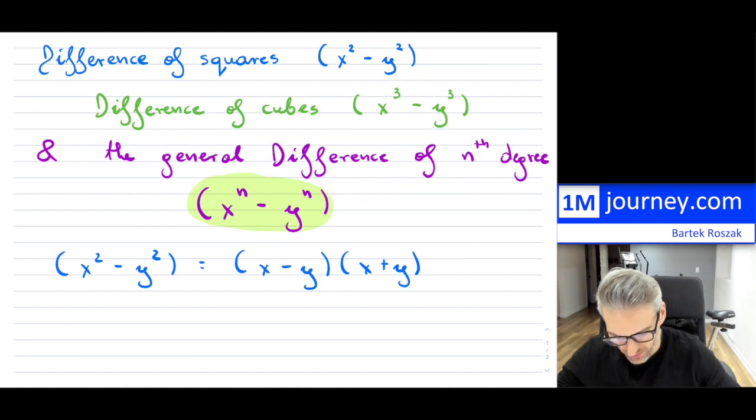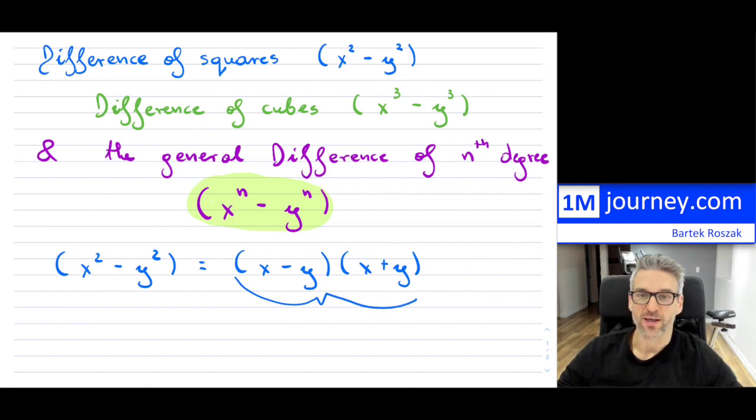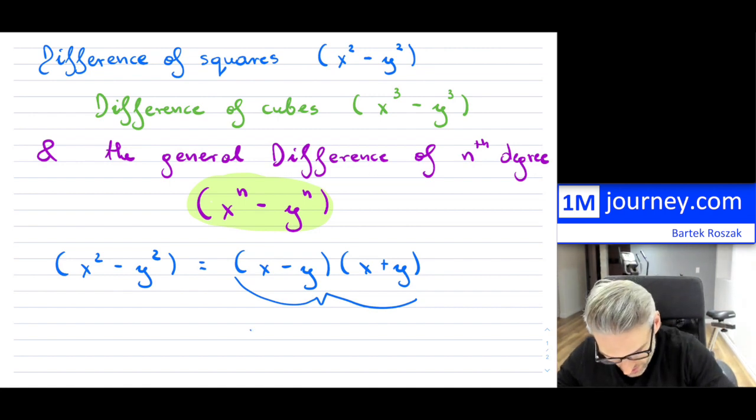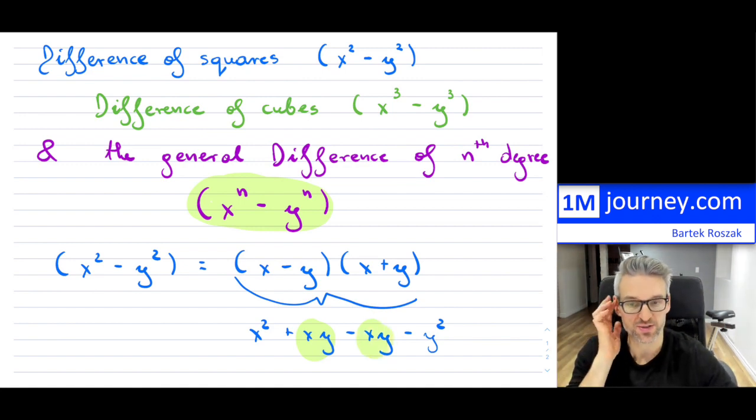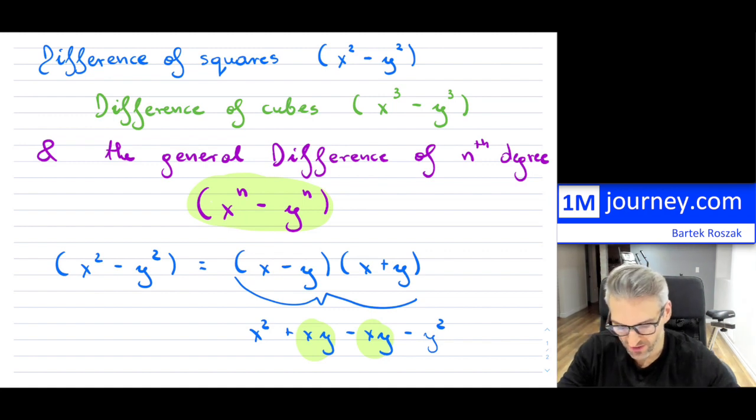Now, of course, I can go ahead and prove this by simply distributing across and expanding it and collecting my like terms, and then I'm going to get my result. So if I do this, I'm going to get x squared, and this is going to be plus xy minus xy, and then minus y squared, and of course the two middle terms right here will fall off, and then I'm going to get my x squared minus y squared. So that's the famous difference of squares.